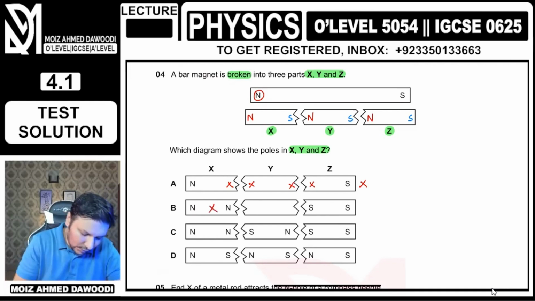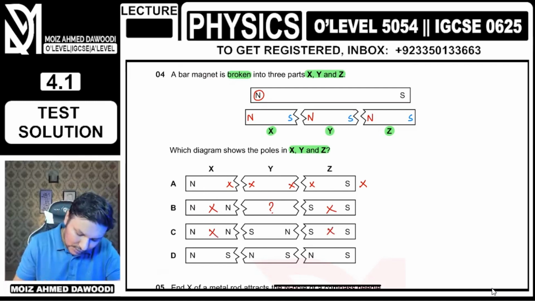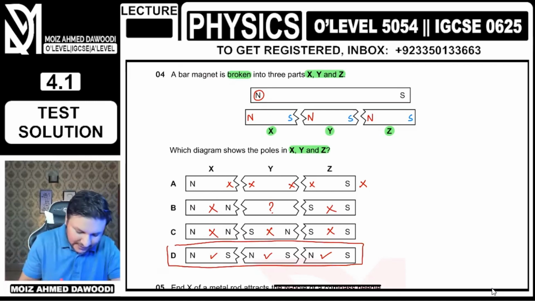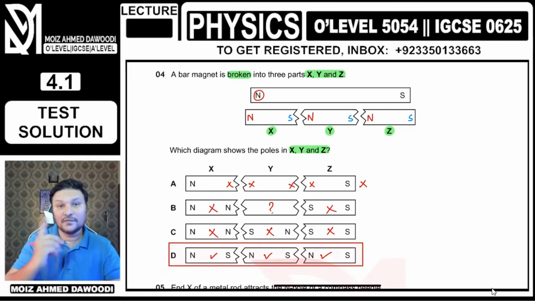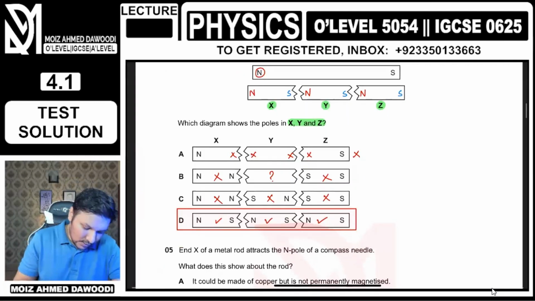North north, no. South south, no. There is no magnet, no pole, no. North north, no, south south, no, north south, wrong. North south, north south, north south. So you see that whatever we discussed prior to looking at the options, we have already found our answer. We were just looking for where the answer is. So this is question 4.